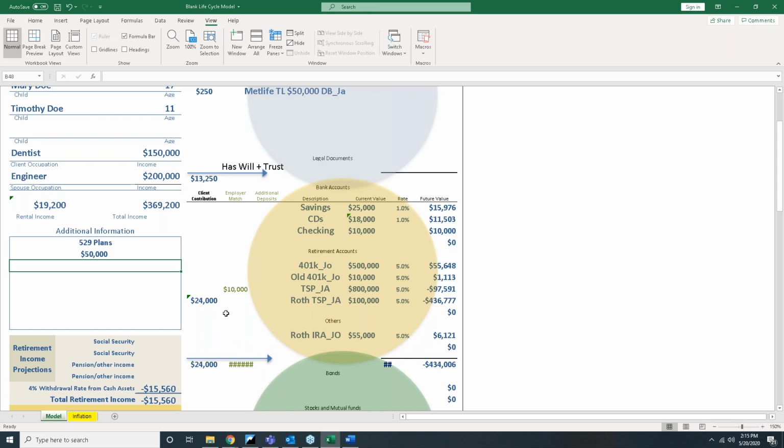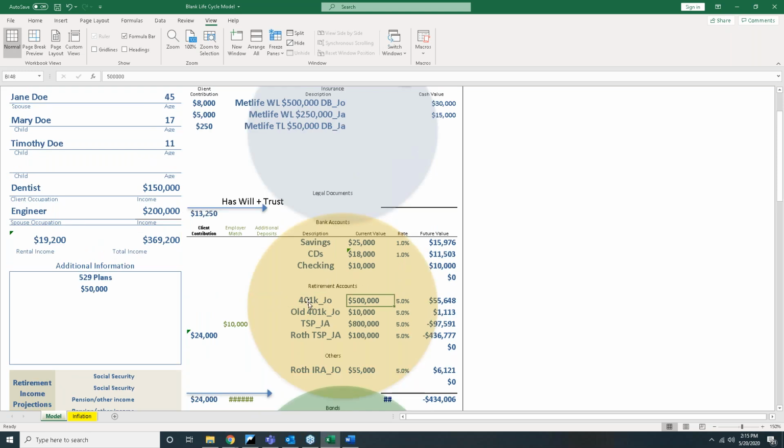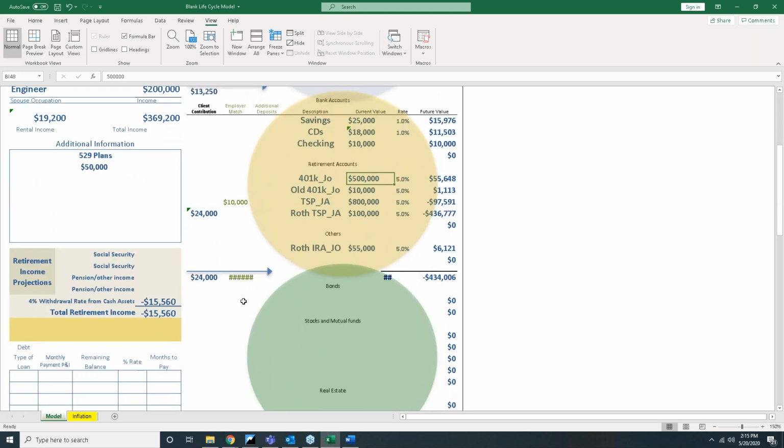Okay, so from there, I'm going to go back over here. We're going to go into the green circle. This is where once again, we will input bonds, since this is the bond section. Okay, so let's say they have U.S. bonds, and those are worth about $10,000. Once again, 5%.